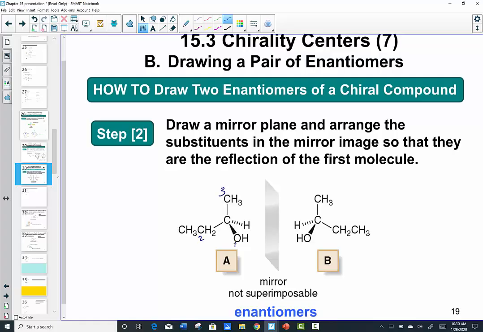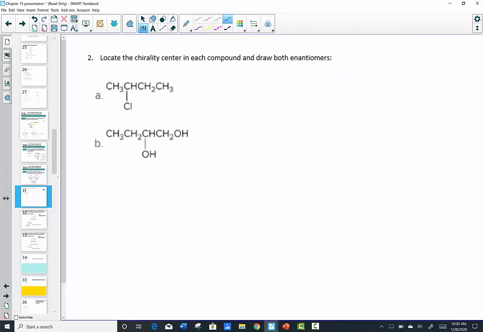Arbitrarily decide what groups you want to have represent group number 1, group number 2, and group number 3. Just make sure you're assigning the same number to both structures, and they should absolutely spin in the opposite direction. A and B are non-superimposable mirror images, known as enantiomers. Well, let's take a peek at some examples. Locate the chirality center in each compound and draw both enantiomers.